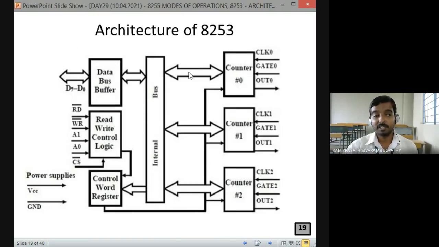So what is the size of this bus? These counters are connected to the internal bus, right? What is its size? The internal bus of 8253, what is its size? 8 bit only. Fine. But the register size of counter 0, counter 1, counter 2, what is it? 16 bit. Is this understood by everyone? Yes or no?